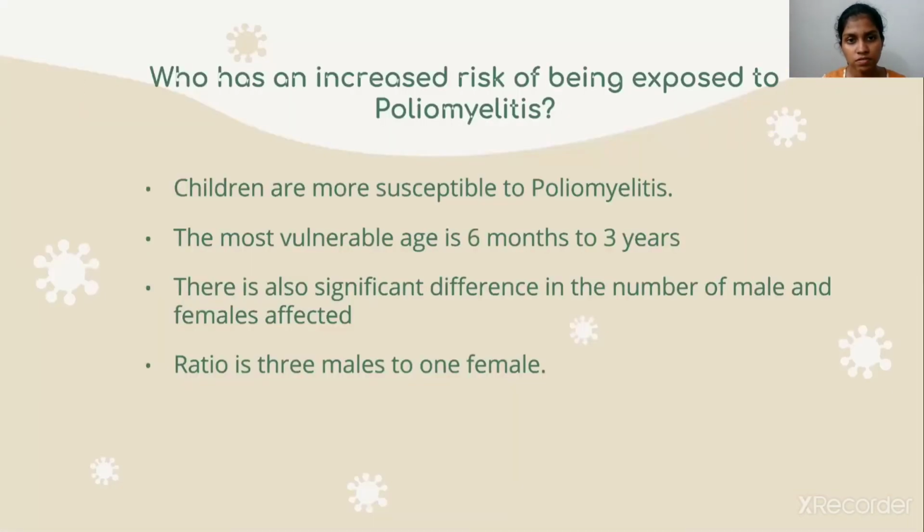So next we look into who has an increased risk of being exposed to polio or poliomyelitis. This infection can occur to anyone, but children are more susceptible to polio. The data shows that 50% of the infected people in India are children, and the most vulnerable age is from 6 months to 3 years. There is also a significant difference in the number of males and females affected, and the ratio is 3 males to 1 female, which means that male children are more susceptible to polio than female.